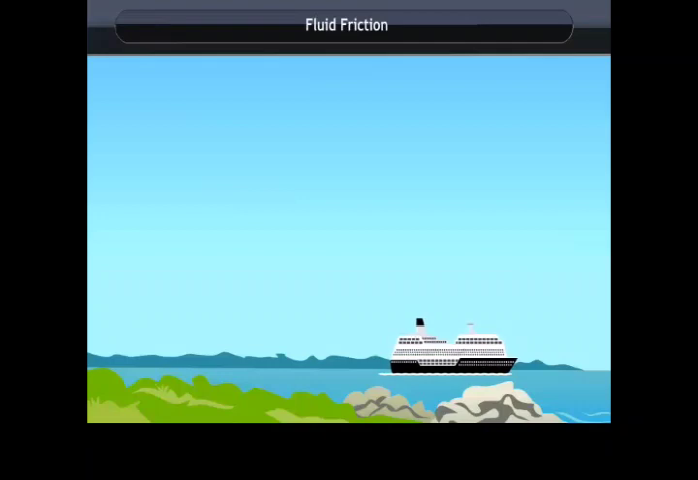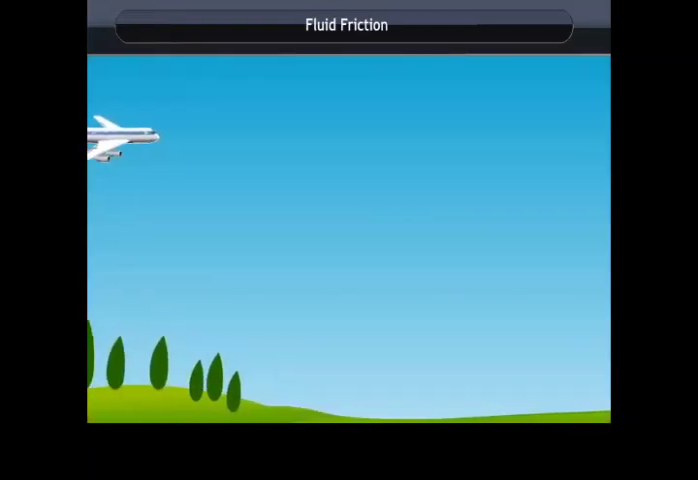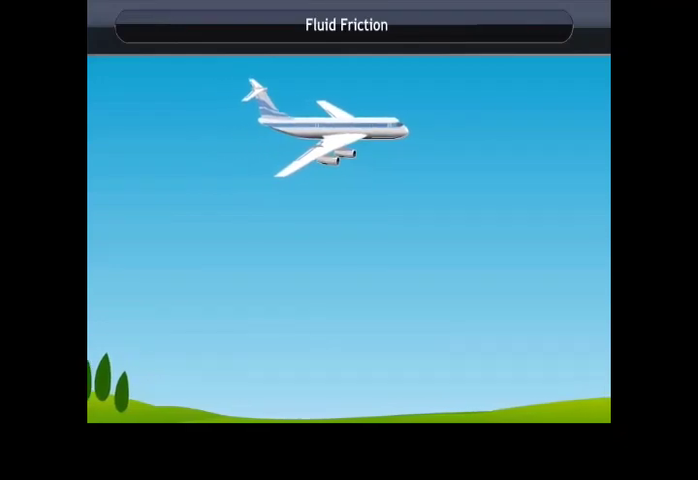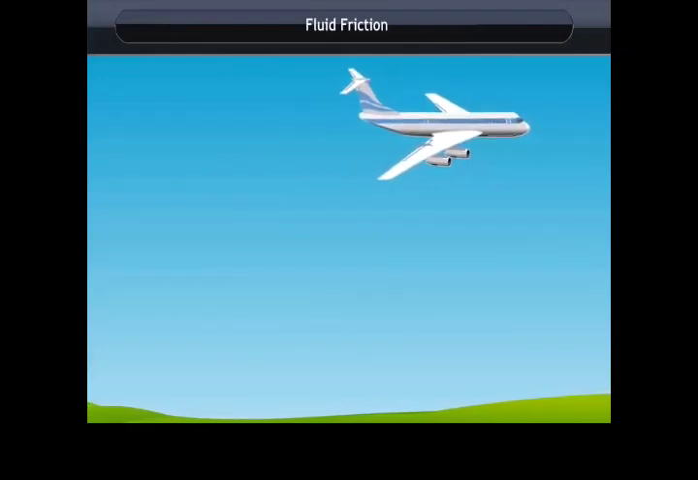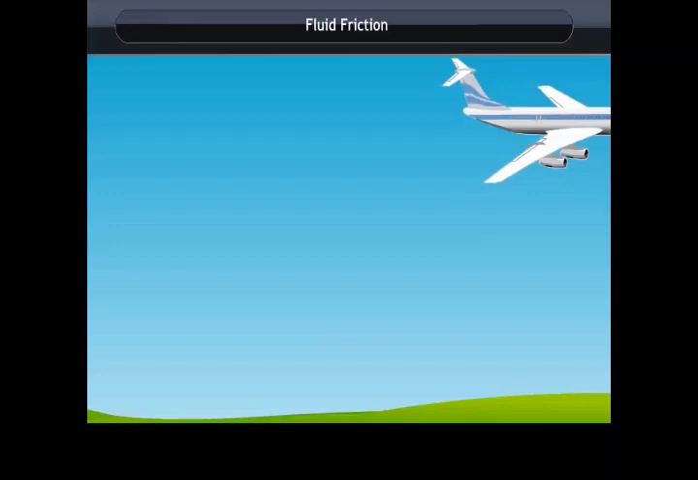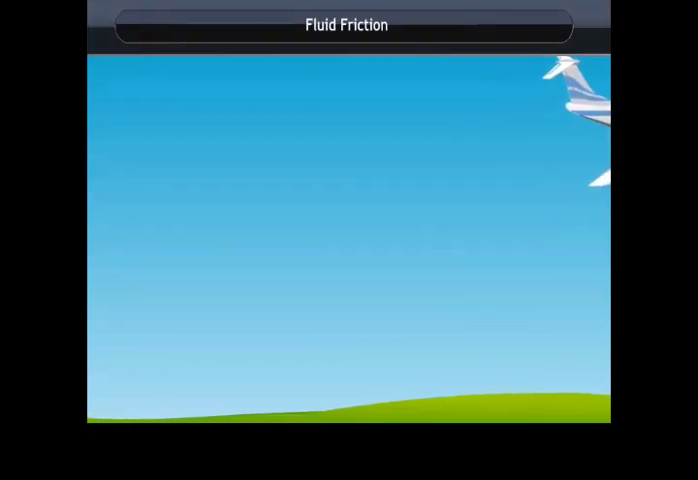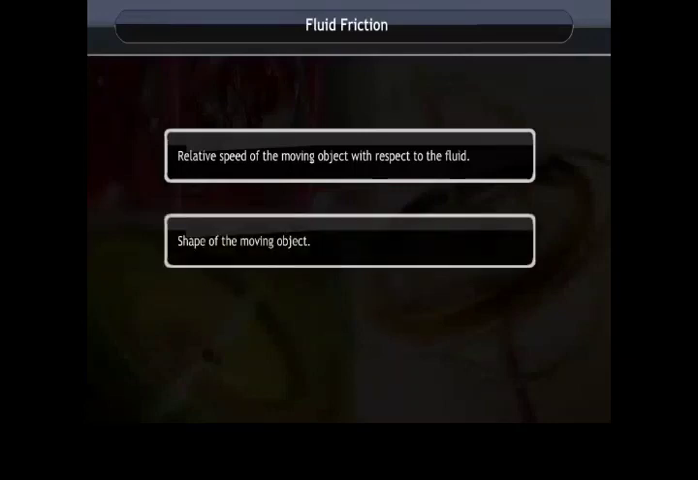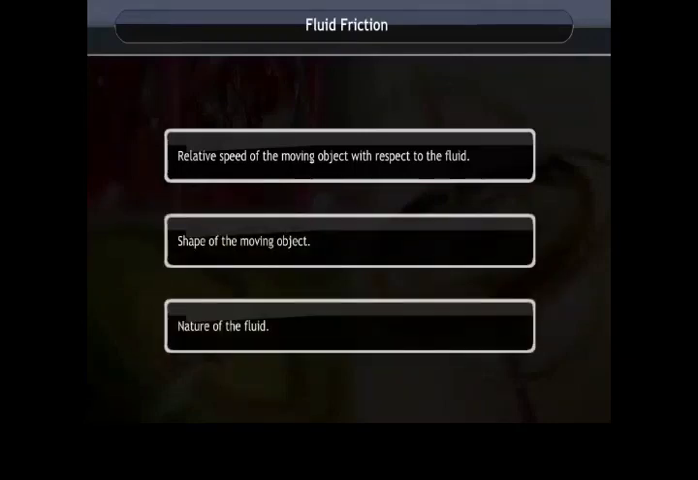A ship moving through water and an aeroplane moving through air experience fluid friction. Due to this, moving objects lose more energy in just fighting friction and hence are not able to travel a desired distance in the given amount of fuel. Fluid friction depends on the relative speed of the moving object with respect to the fluid, the shape of the moving object and the nature of the fluid.